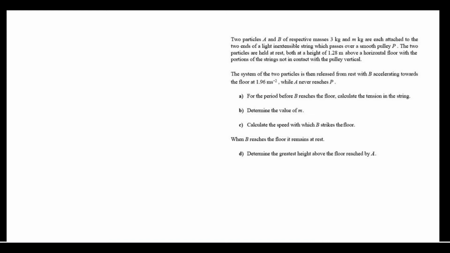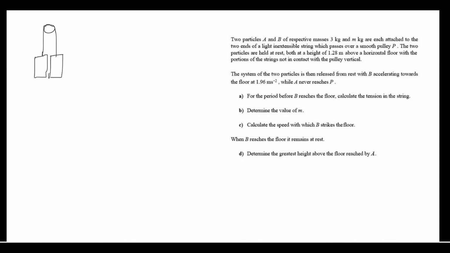In this question, we've been told that two particles A and B, of masses 3 and m, are each attached to two ends of a light inextensible string which passes over a smooth pulley P. The two particles are held at rest, both at a height of 1.28 meters above a horizontal floor, with the portions of the string not in contact with the pulley being vertical.